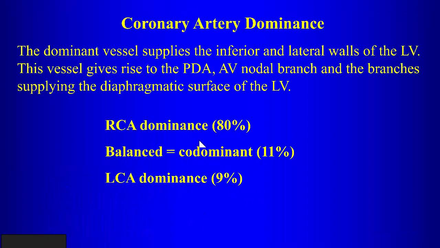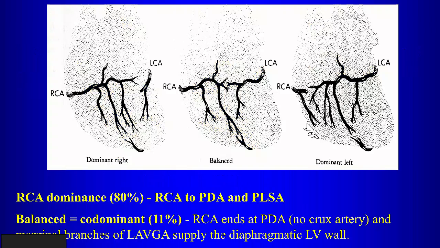Most patients are right coronary artery dominant. About 11% can be codominant, about 9% will have left-sided dominance. The dominant vessel supplies the inferior lateral wall of the left ventricle, so the dominant vessel gives you the PDA, the AV nodal branch, and the branches supplying the diaphragmatic surface of the left ventricle. It can be pretty difficult identifying the AV nodal branch, so that's why it's easiest to look for the PDA and the posterior left ventricular branches when you're trying to figure out dominance.